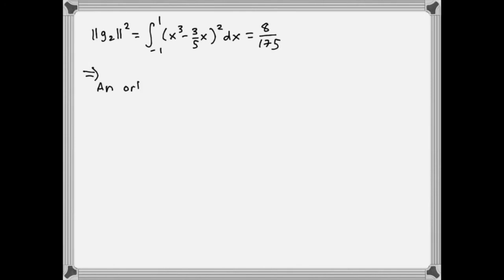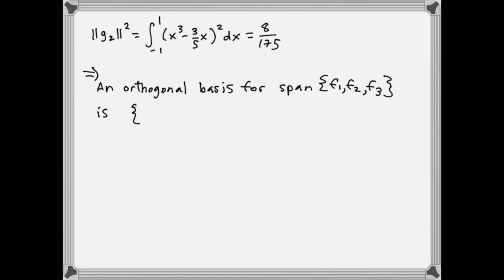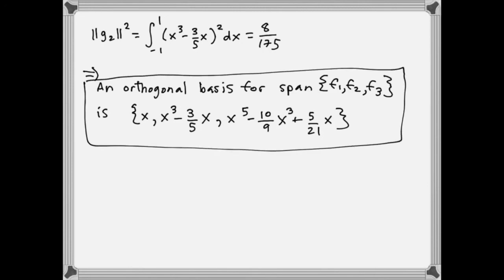So what we get is an orthogonal basis for the span of F1, F2, F3 is the set of polynomials x, and then we had x cubed minus 3/5 x. And then our third polynomial was x to the 5th minus 10/9 x cubed plus 5/21 x. So this is our orthogonal basis.